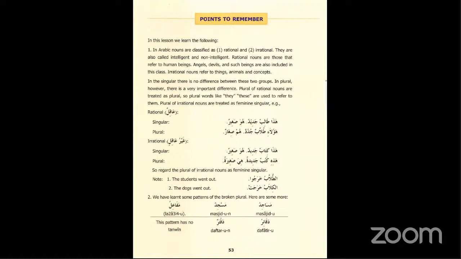So the kitab has taken the feminine form. Yes, right. I understand that. Okay. So regard the plural of irrational nouns as feminine singular. Correct. Note, the students went out: at-tullabu kharaju. Number 2, the dogs went out: al-kilabu kharajat. Again, it's turned into feminine, kharajat. Correct. Number 2, we have learned some patterns of the broken plurals. Here are some more.